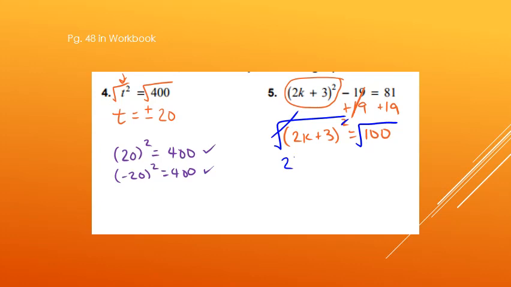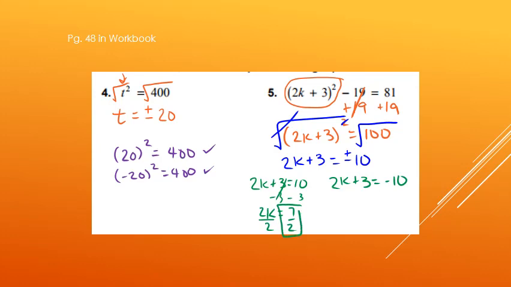Now this is still 2k + 3 though, and then I'm going to look at this as a positive 10 and a negative 10, remember. So I actually have two equations to solve here. I'm going to come over and solve positive 10 equal to 2k + 3 and negative 10 equal to 2k + 3. So now when I subtract, and all that means is that I have a quadratic that's going to have two answers.